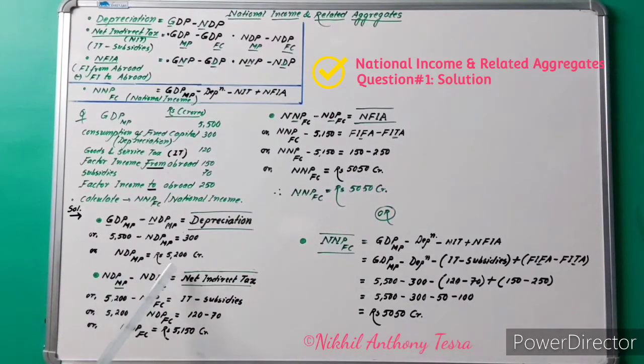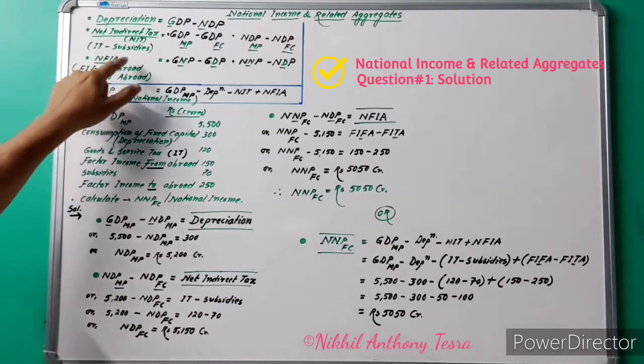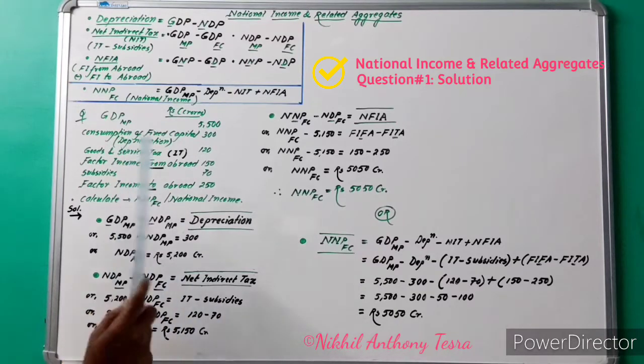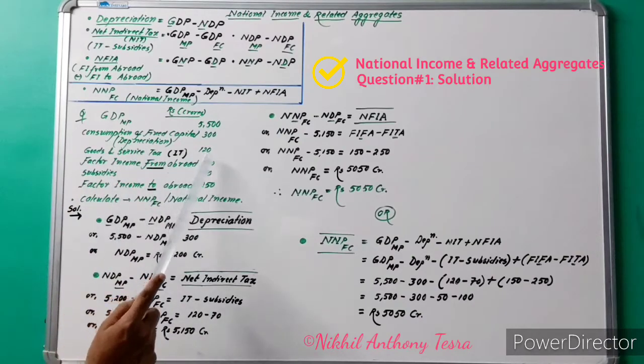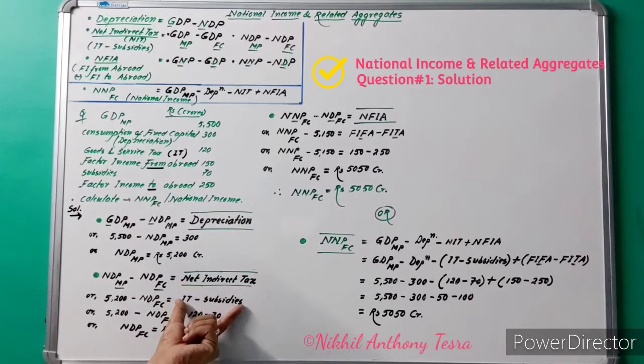So NDPmp you got 5,200. Write it across. NDPFC is not given anywhere, obviously we will get it. Net indirect tax is indirect tax minus subsidies. Here indirect tax is given and subsidies also given. Indirect tax is goods and service tax, 120, and minus subsidy 70. So in this way we can easily find NDPFC. So NDPFC equals rupees 5,150 crores.